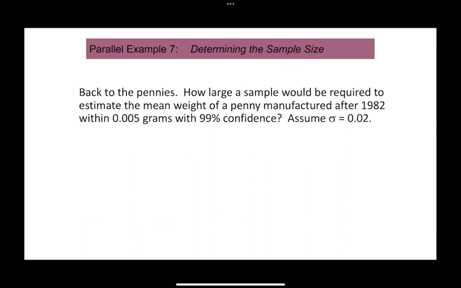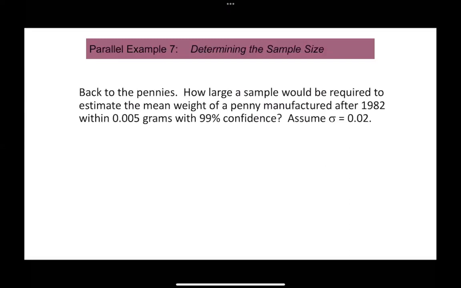Okay, back to the pennies. We want to know how large a sample size we would need to estimate the mean weight of pennies manufactured after 1982 within 0.005 grams with a 99% confidence. We're assuming a standard deviation of 0.02. So once again, if we don't already have a sample, we have to have an assumed standard deviation based on whatever. Maybe it's a prior sample or something. They'll give it to you.